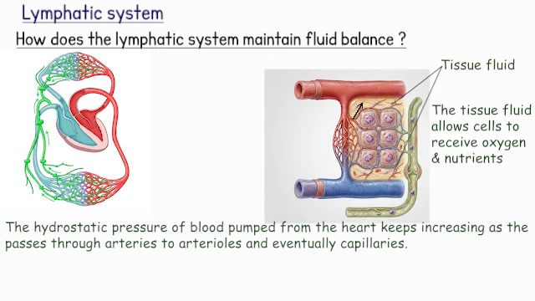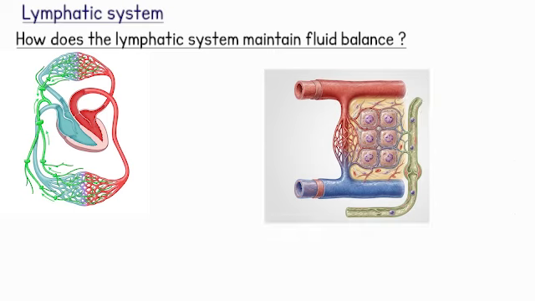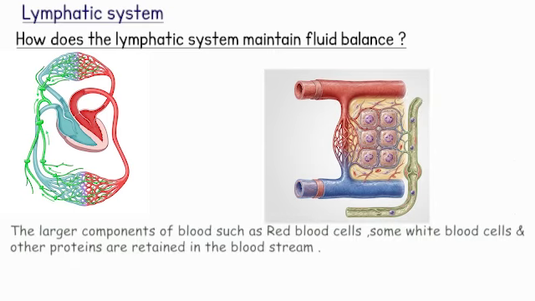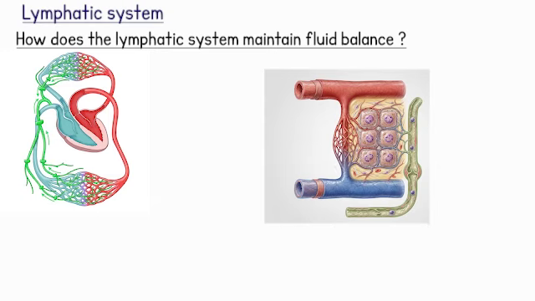And so the walls of the capillaries here act as filters which allow plasma and small molecules to pass through them while holding back large components of blood, which include red blood cells, some white blood cells, and other proteins. And since this filtration occurs under intense pressure, it is therefore referred to as ultrafiltration. So due to the loss of the plasma, the pressure of the blood reduces significantly by the time it reaches the venular end.